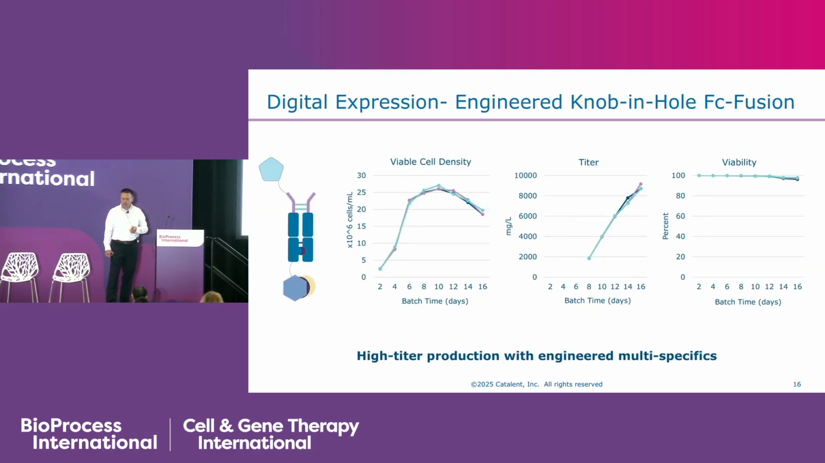Here's another engineered bispecific knob and hole Fc fusion. There was a bit of a challenge. I won't go through the ratio detail, but we identified the optimal ratio and got pretty good titer and expression and growth profiles from this. So generic fed batch, we got over 8 grams per liter and very robust viability and growth through the process.